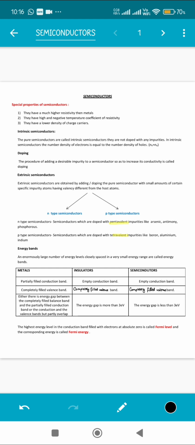The highest energy level in the conduction band filled with electrons at absolute zero is called the Fermi level, and the corresponding energy is known as Fermi energy. So inside the conduction band, the highest energy level that is filled with electrons, with the temperature at absolute zero, is known as the Fermi level. The energy in that level is known as Fermi energy. So this is a good question. A question can be asked on the basis of this directly.